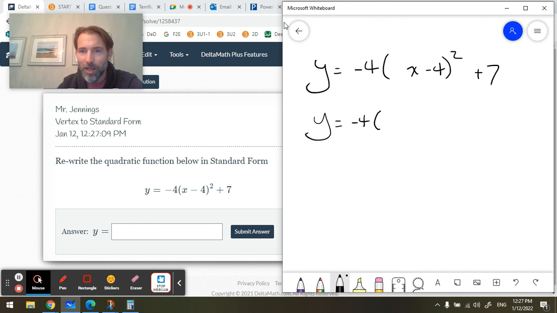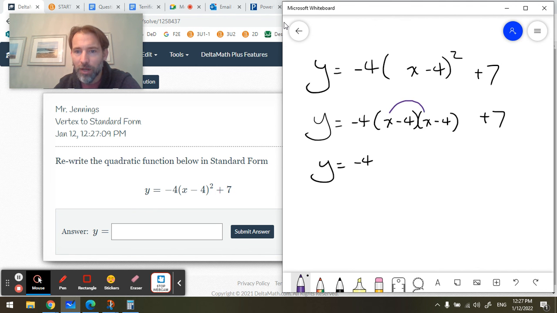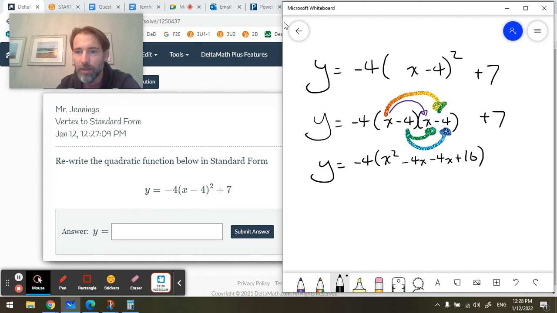Next, do exponents. Y is equal to negative 4 times x minus 4 times x minus 4 plus 7. Now we draw our little rainbows. Or maybe I should use a rainbow pen to draw my rainbows. So I now know x times x is x squared. X times negative 4 is negative 4x. Negative 4 times x is negative 4x. Oh, it's the same. And negative 4 times negative 4 is positive 16, plus 7.